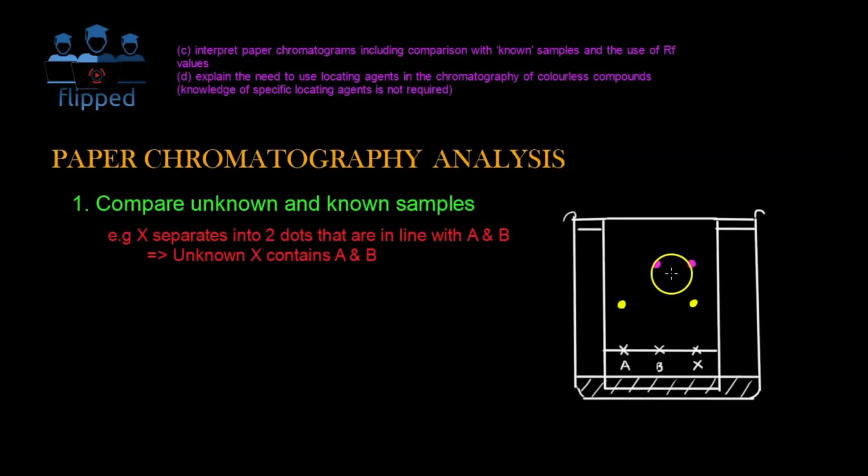So we can determine that unknown X contains A and B, because the dots separate into exactly the same line as A and B. And that's how we know X contains A and B.